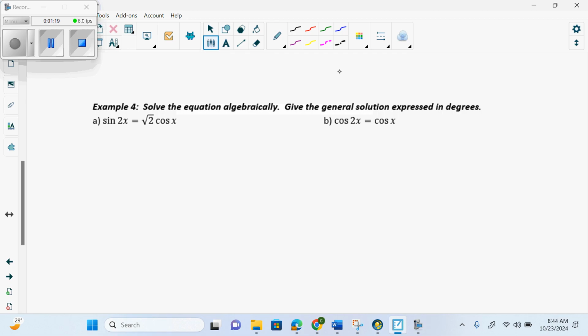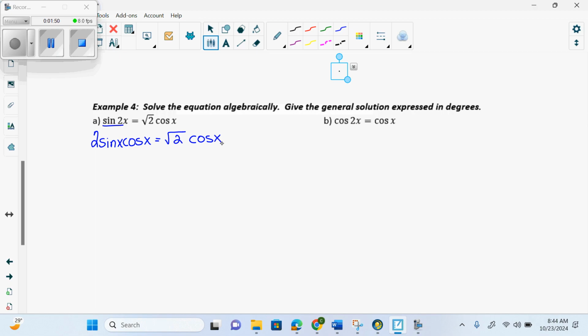So sine 2x is the thing that's got to go. We agree? Why is sine 2x so nice? Sine 2x has one formula. What does cos 2x have? 3 formulas. Sine 2x is a no-brainer. You've got to put in what it is, right? So we have 2 sine x cos x equals root 2 cos x.